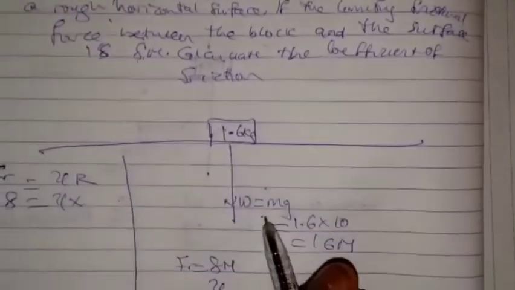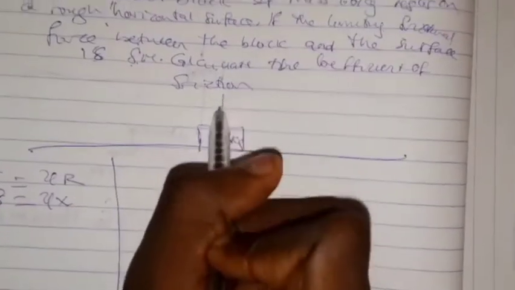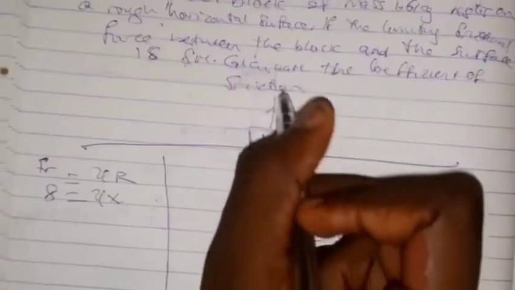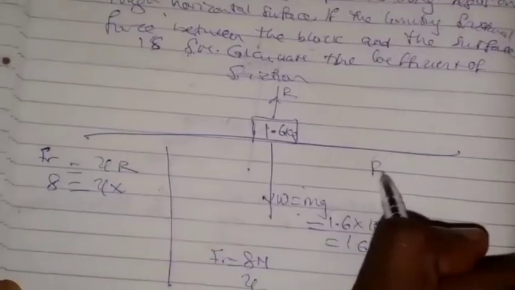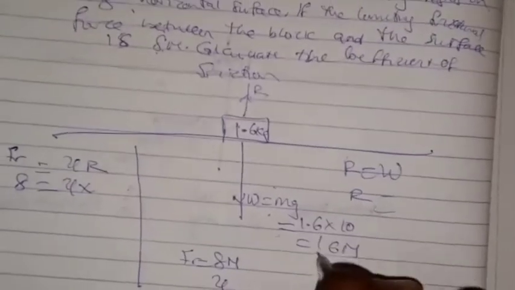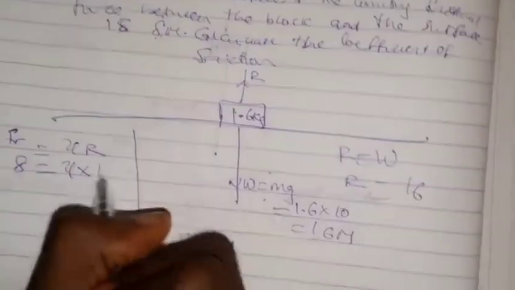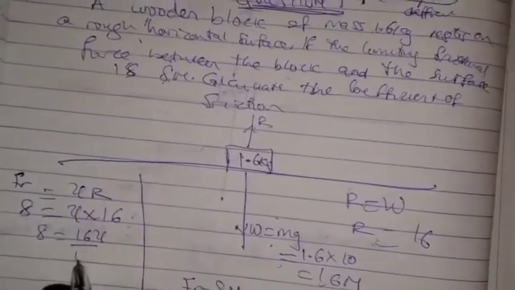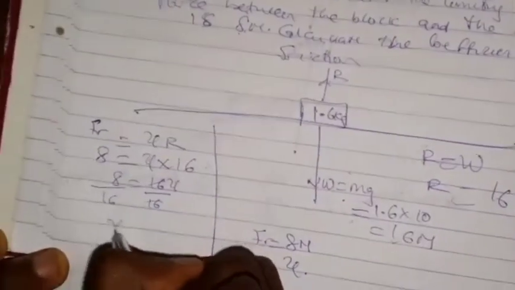Then what's our R? Yes, our R is here, right? This is our R. Then we established that for horizontal surfaces, R is equals to W. So your R is equals to what? 16 Newton. So mu times 16. So 8 is equals to 16 mu. So your mu is equals to what?